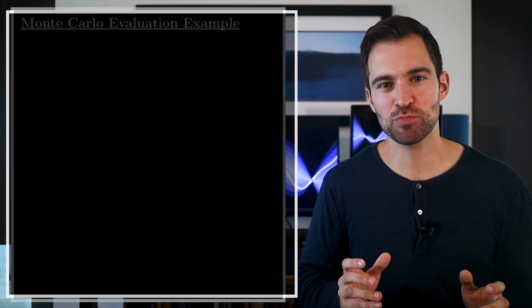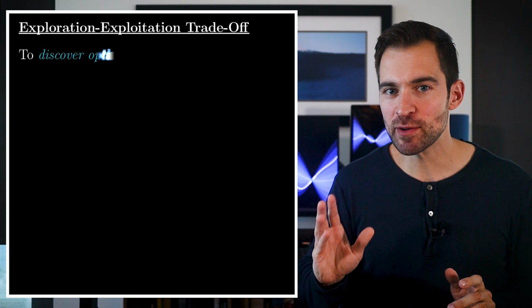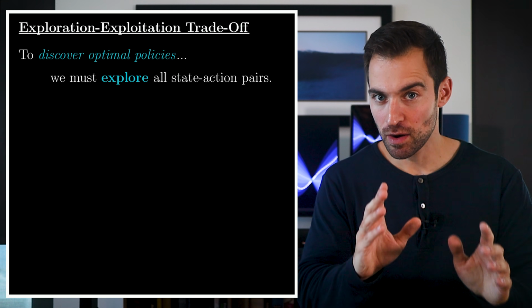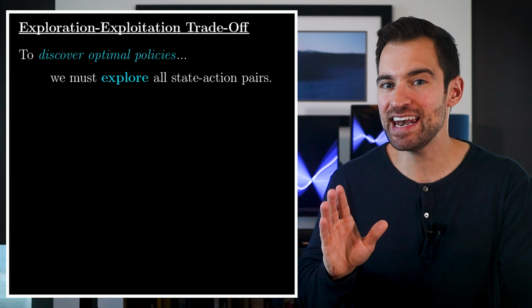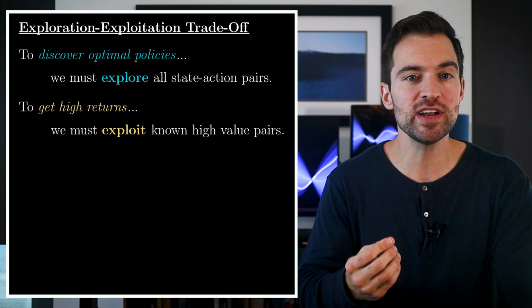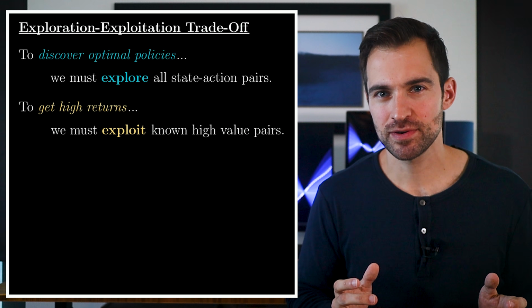This is a devastating problem for RL. It's called the Exploration-Exploitation Trade-Off. It says that to discover optimal policies, we must explore all state action pairs. But that trades off with getting high returns, where we must exploit the state action pairs we already know to be high value. The question is, how do we weigh these two?